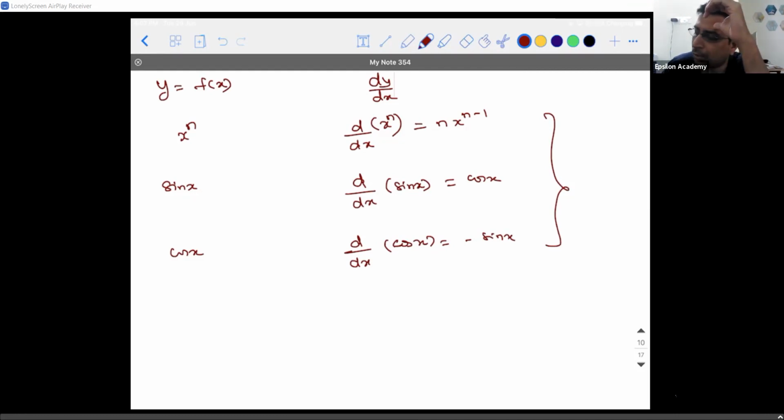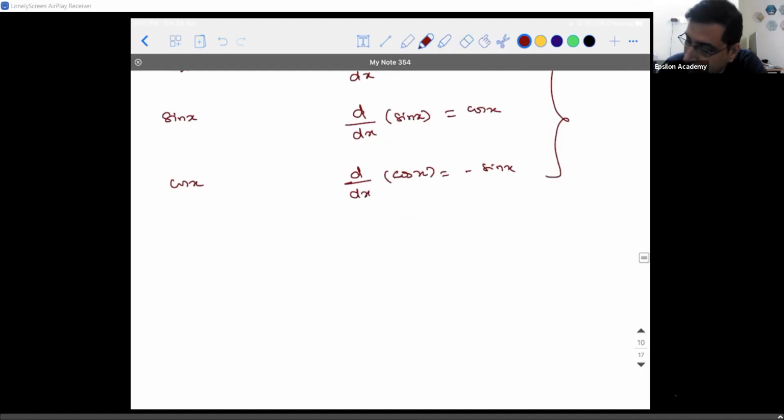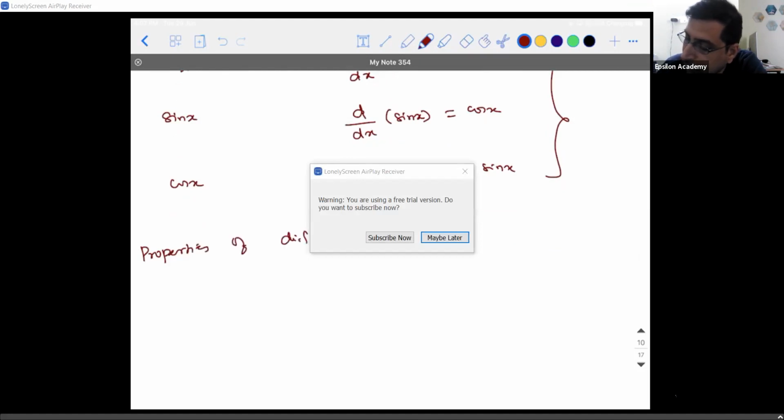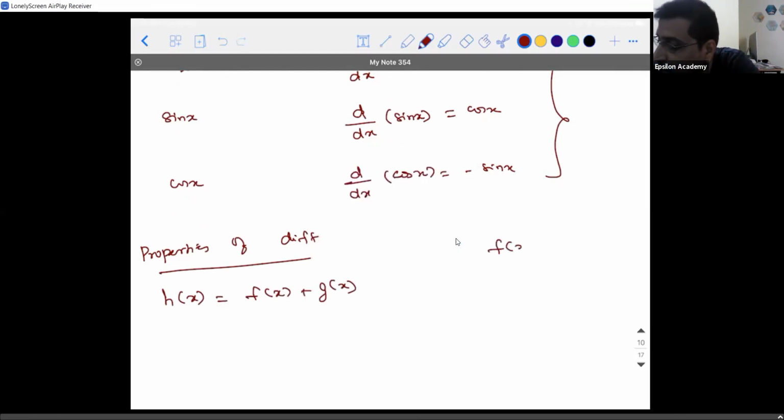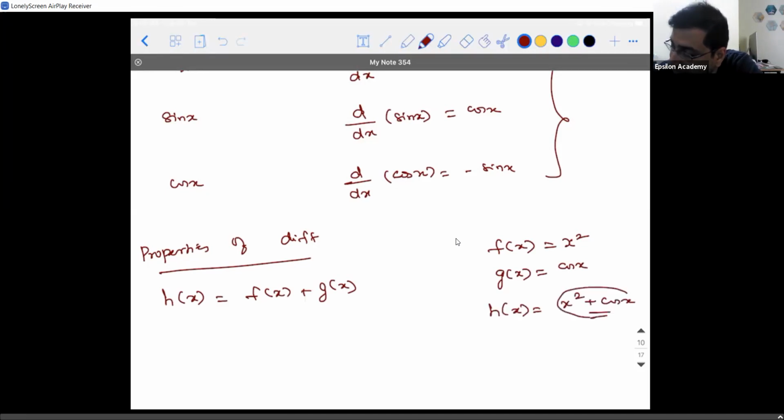Okay. Now, some properties of differentiation. If there is a function, let's say h of x, which is the sum of two other functions, that is, let's say it is f of x plus g of x. Okay. To give a better example, if I say f of x is x square and g of x is cos x, then what do I call h of x as? It is going to be x square plus cos x. Let's say there is a function like this.